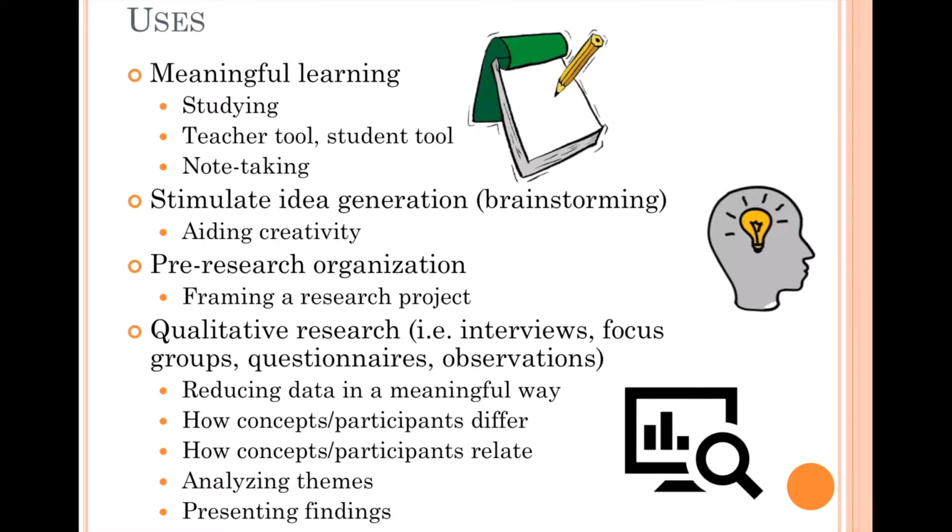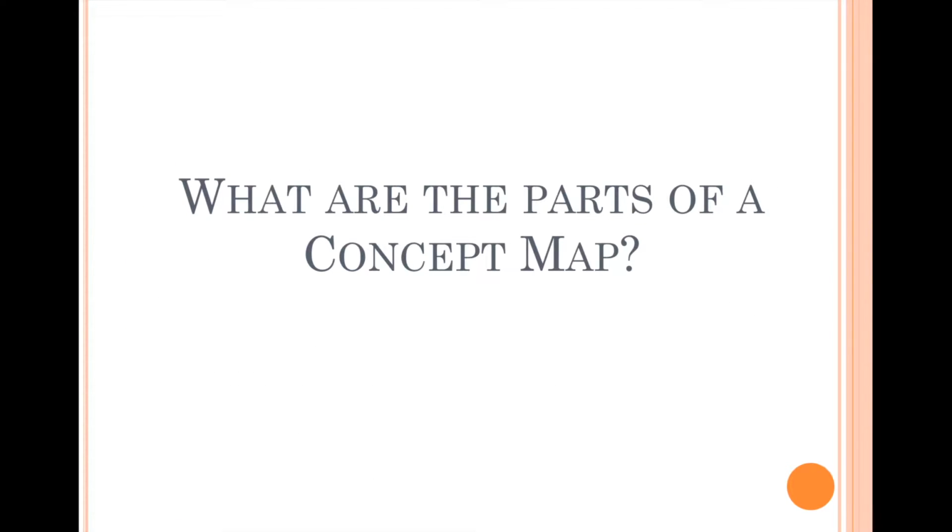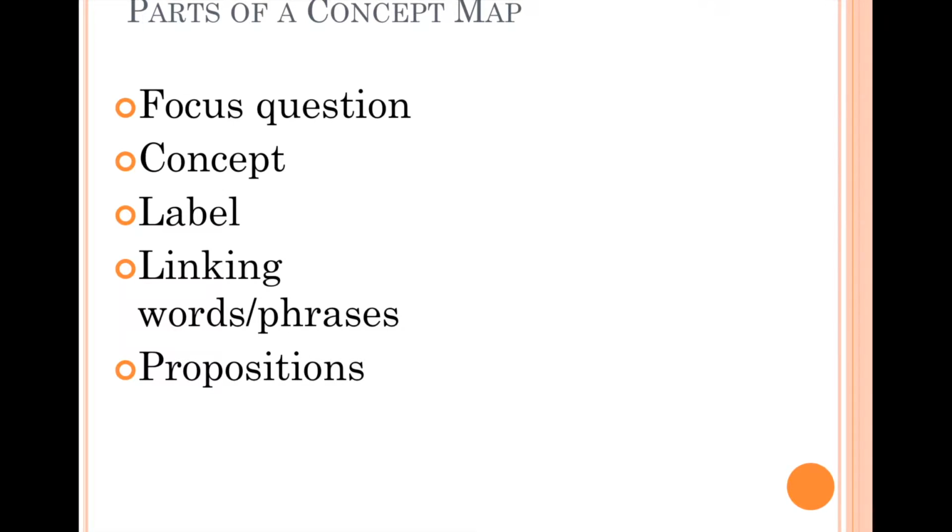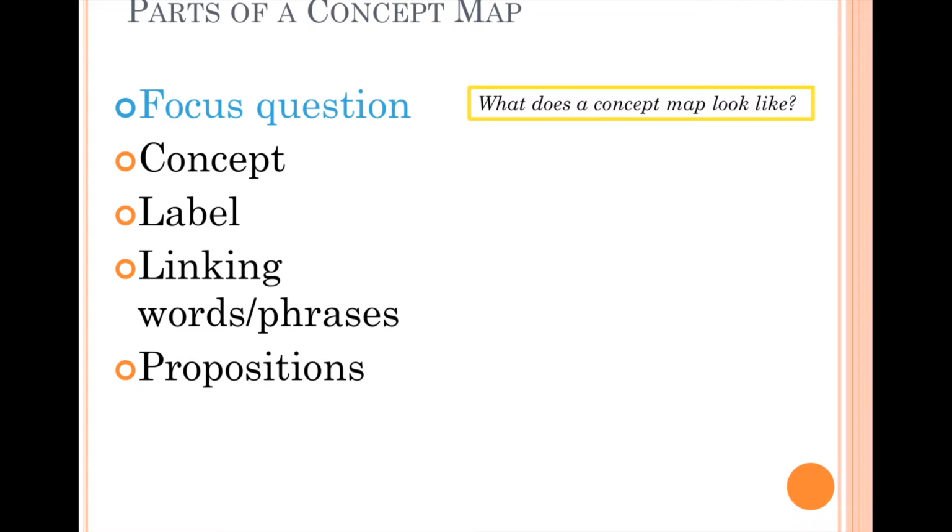So now that we know where the idea for concept mapping came from and what it's used for, let's go into what actually makes a concept map. The main parts of a concept map are the focus question, concepts, labels, linking words or phrases, and propositions. When creating a concept map, start with a focus question. This question is what will frame your research, study guide, data analysis, or brainstorming session. Then, start drawing out circles or boxes to represent concepts that you want to include to organize all the information that you have. Next, define your concept with a label.